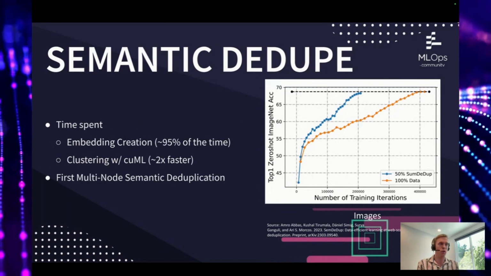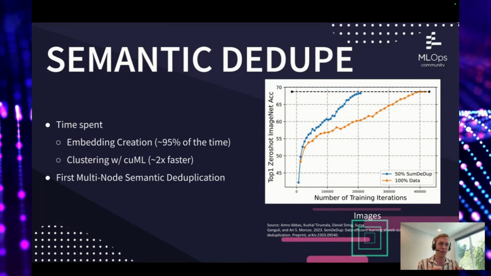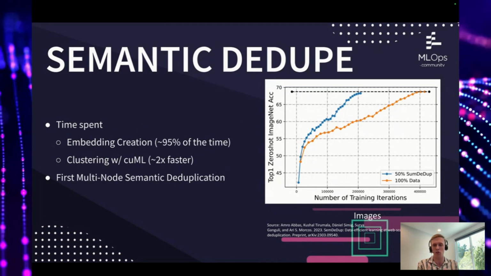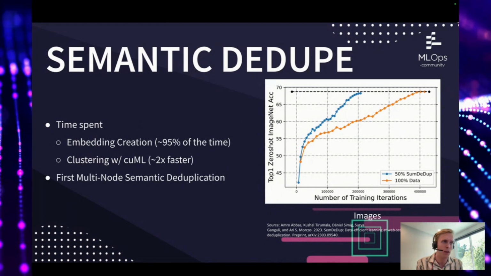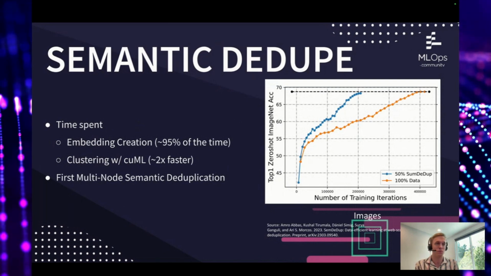The thing that we're the most proud of, though, is not really any individual speed up number, but the scalability of this, and the fact that I think we are the first open source solution that can scale to multiple nodes and multiple GPUs for semantic deduplication. We're currently seeing how far we can take that in our experiments.